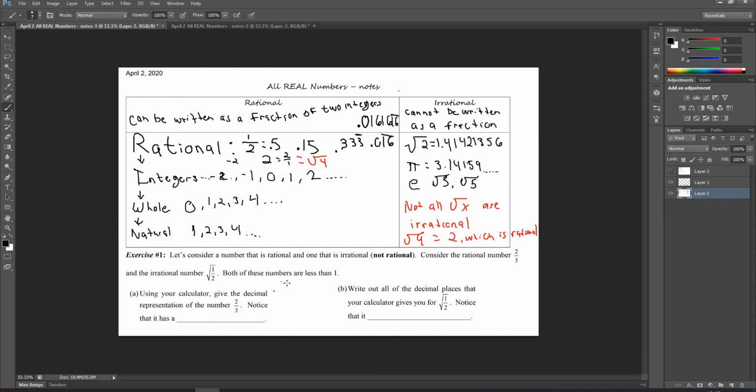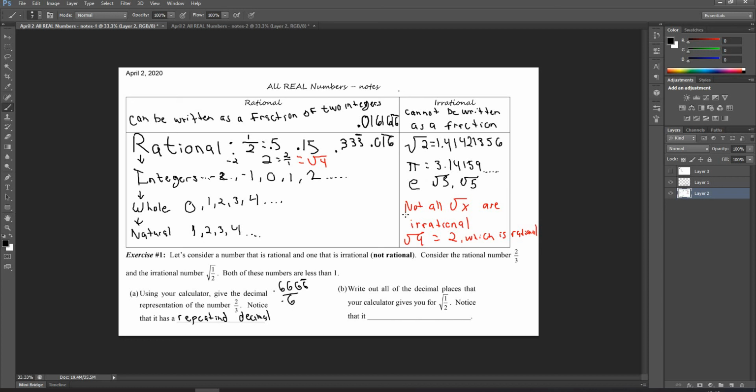I'm going to write this as 0.6666 repeating. We notice it has a repeating decimal. 0.666 repeating would be the same as 0.6 repeating if you wanted to make this easier.